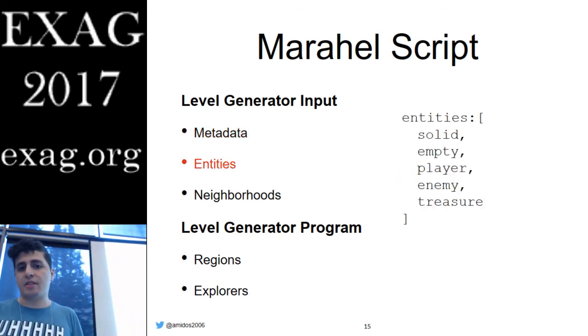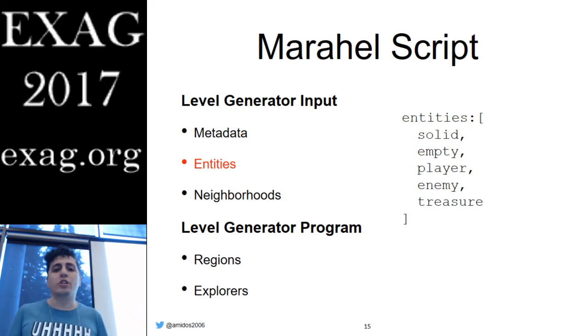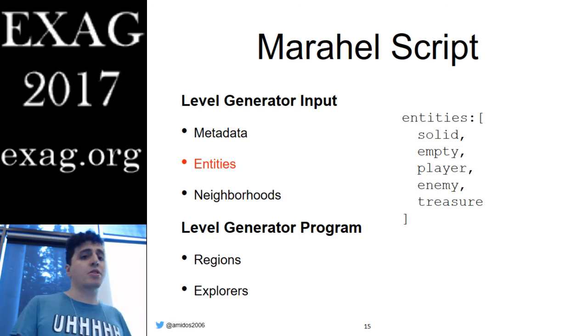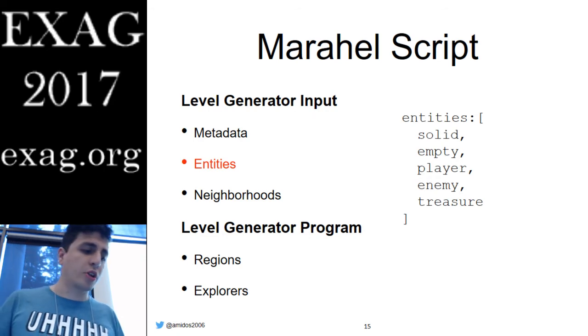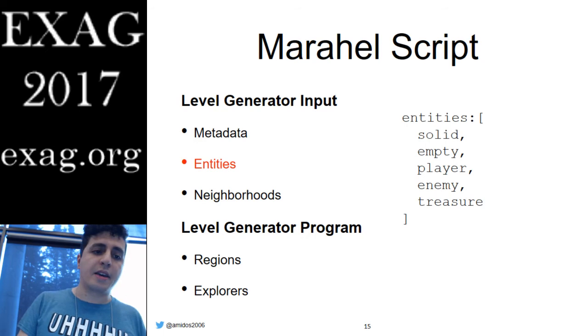The second thing is the entities, and the entities are the objects that will construct the main level. The level could have some player, treasure, solid objects, enemies. So you have to define all the names that you are going to use, or want to generate, or put out at the end.